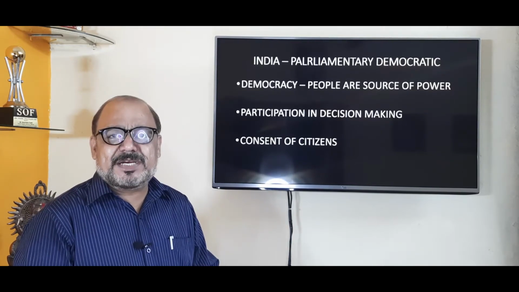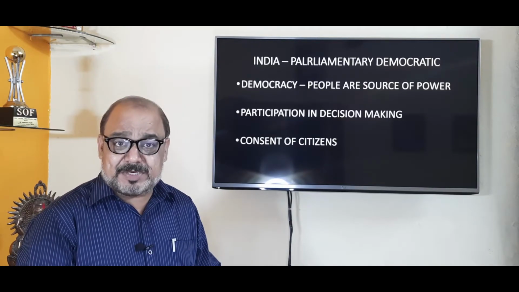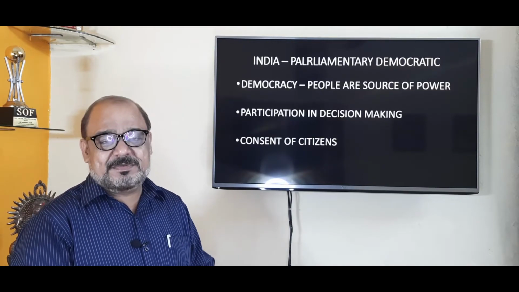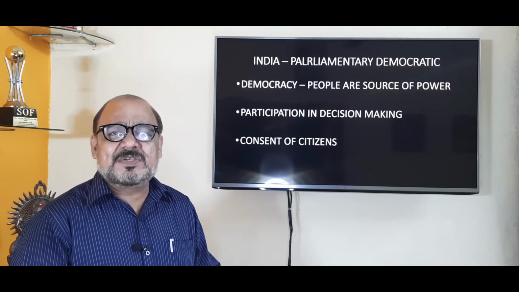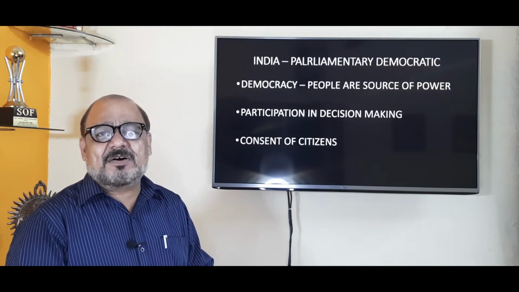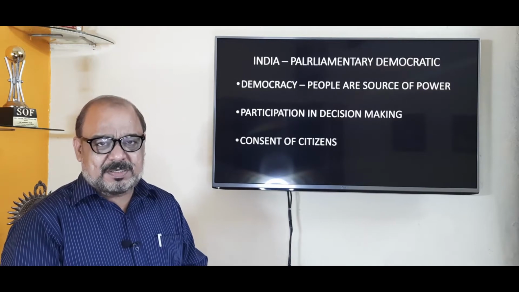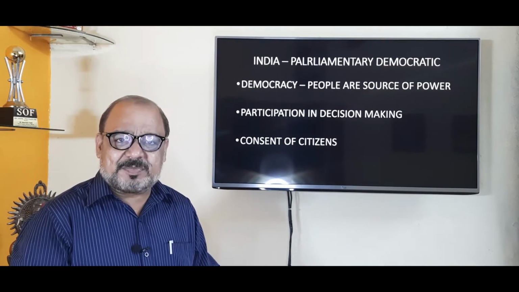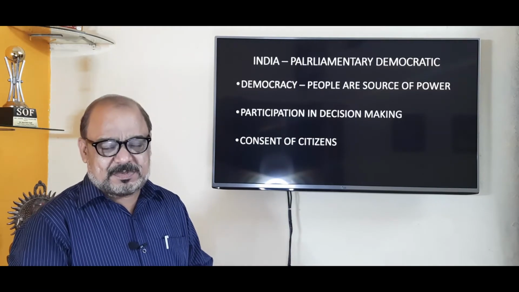Democracy is a government of the people, for the people and by the people, as Abraham Lincoln has defined. Democracy is a government in which every individual has equal share. It is a type of government in which rulers are elected by the people. People are the source of power.